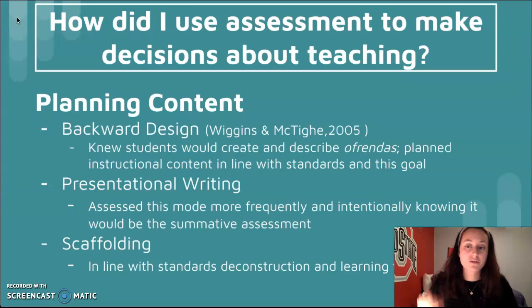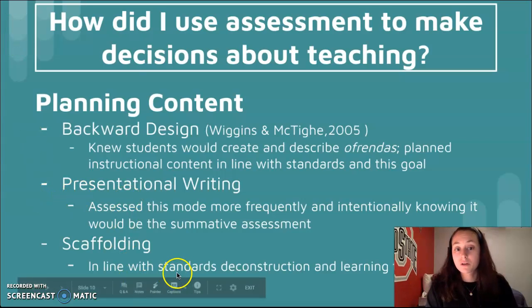Finally, I was very intentional about scaffolding the tasks that I had learners do. This was informed largely by my standards deconstruction work, as well as the learning targets for each unit. The combination of this, I believe, helps learners to be very successful in their final task.